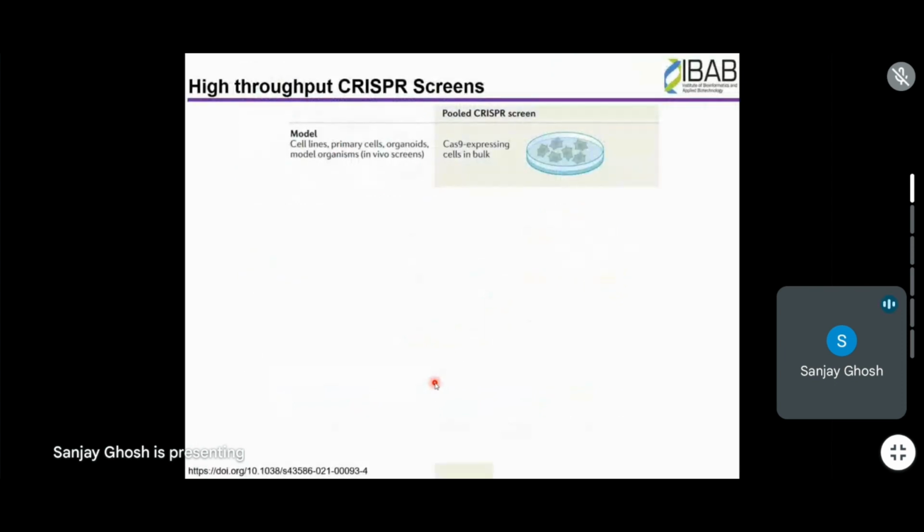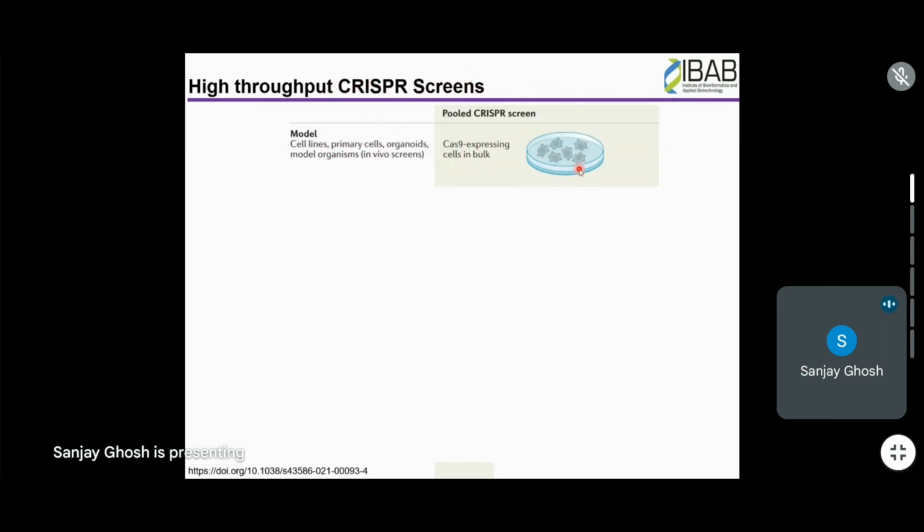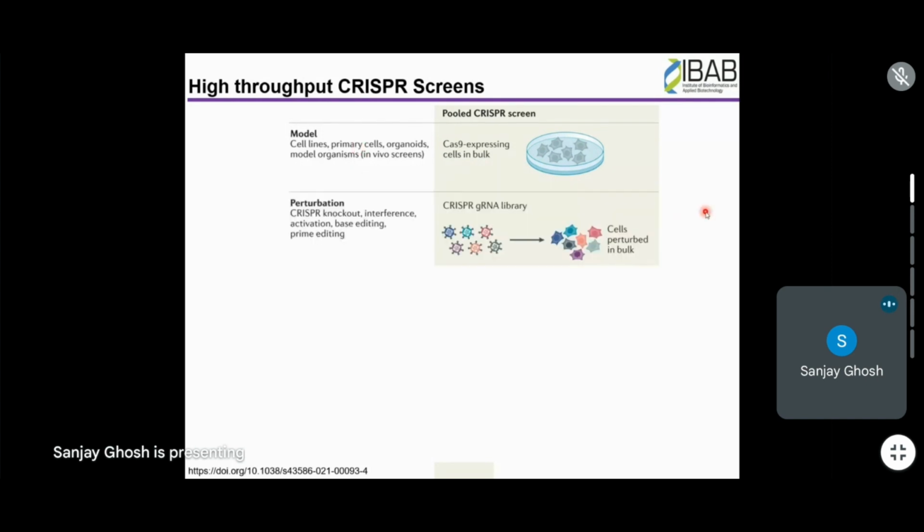Now, one of the ways of using CRISPR is also to do so-called high-throughput CRISPR screens, and this is currently a hot topic. It's a very simple thing to understand. We should have a cell line. This is done in a petri dish, nothing in vivo. So we have a cell line which will express Cas9, and these can be any kind of cell lines: primary cells, cancer cells, organoids, etc.